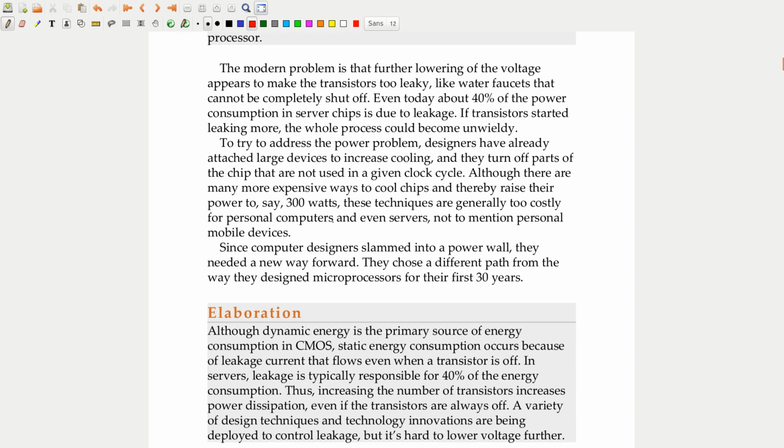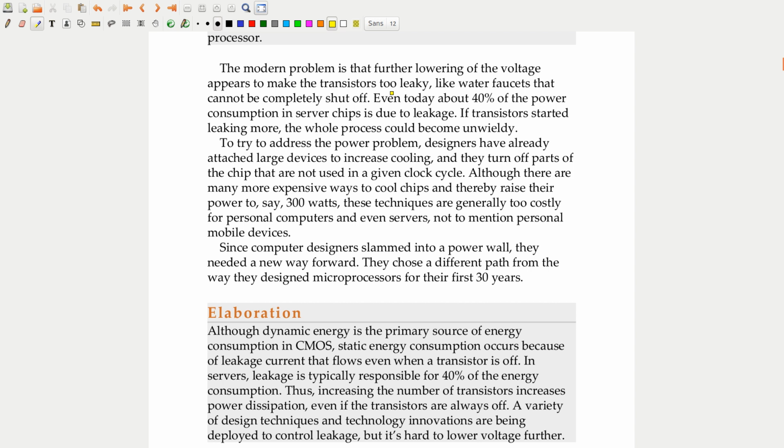Okay, so let's see what else we have interesting in this chapter. So the modern problem is that further lowering of the voltage appears to make the transistors too leaky. That's a very interesting problem that we'll talk about in a research paper that I'll present sometime this summer, and it deals completely with this problem of leakage current.